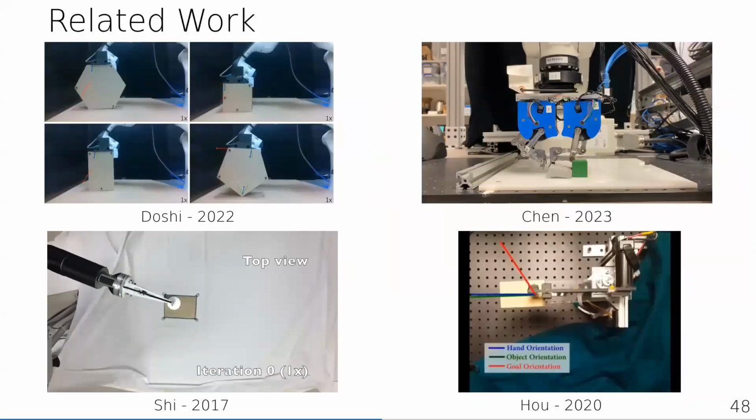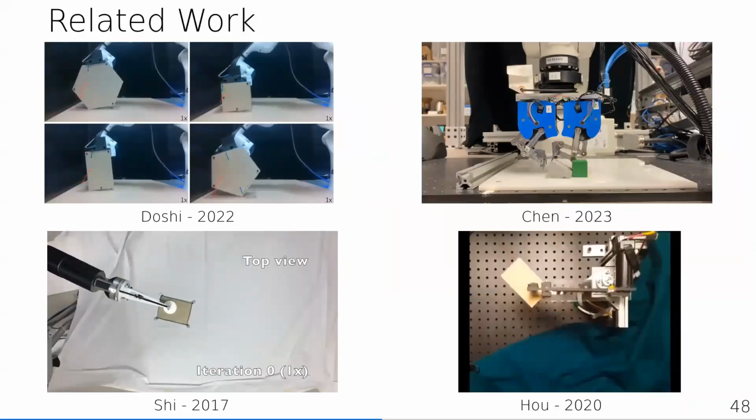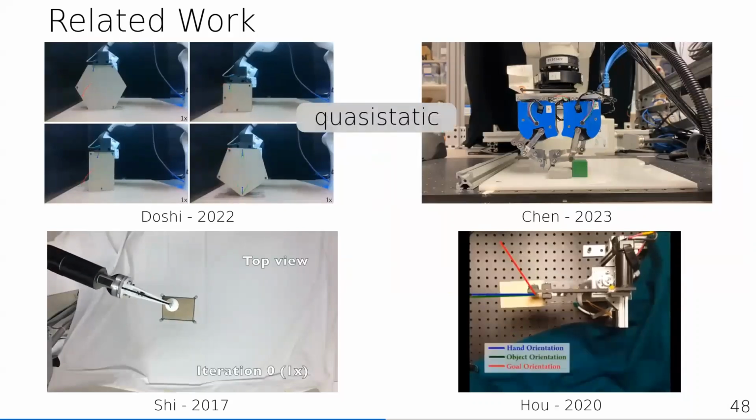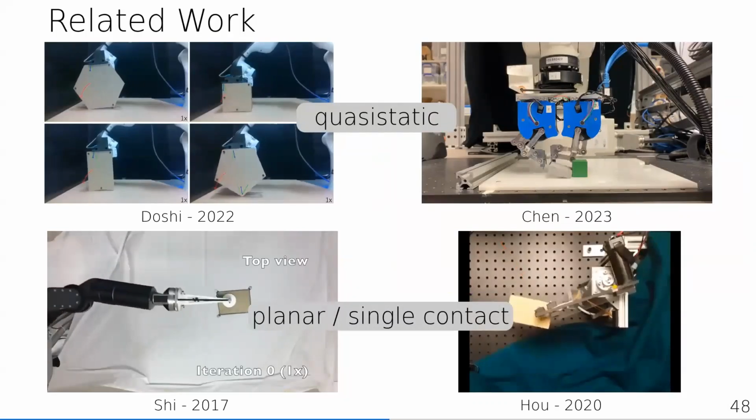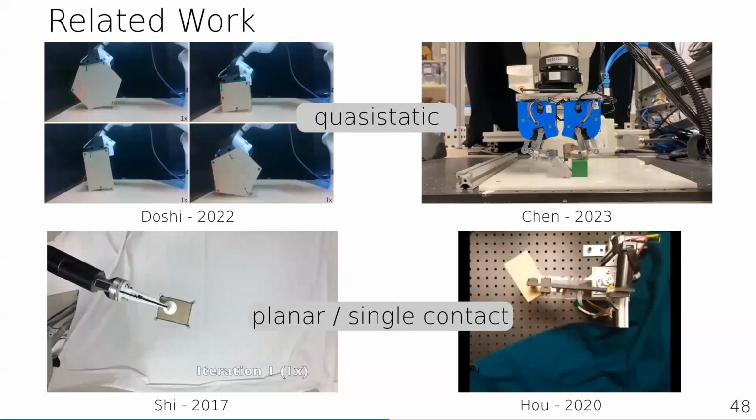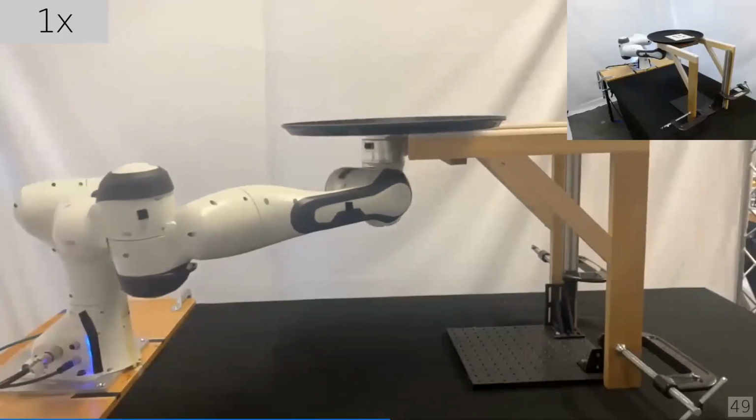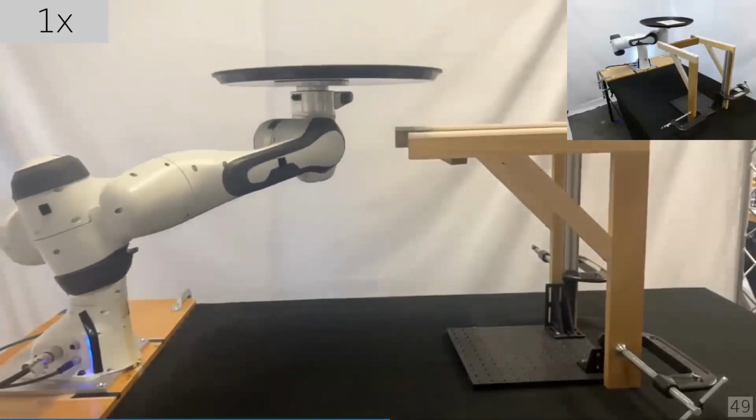Now, there are a few works that have looked into controlling frictional contact. However, the tasks where it's been demonstrated are either quasi-static or on simple planar systems with only a single contact. In contrast, the task we're going to look at in this work is a complex dynamic tray manipulation task.